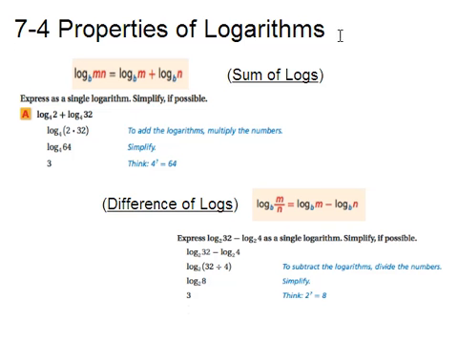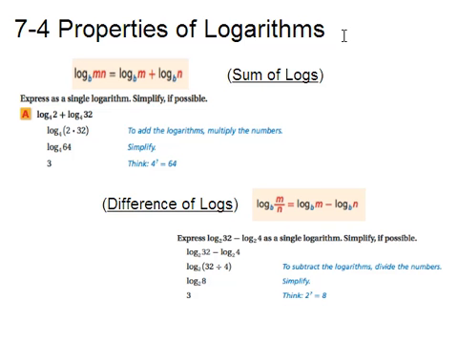In the last section, we started talking about logarithms and what they are. We talked about the definition of logarithms. Hopefully you're able to go from log form to exponential form to log form, back and forth, and get used to using logarithms a little bit. In this section, we talk about some properties of logarithms.